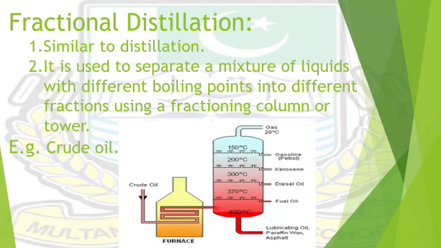For the separation of these different types of oils which are present in crude oil, we use a fractionating column or tower in fractional distillation. You can see in the diagram that first of all, crude oil is heated in a furnace. After that, the different types of oils which are present in crude oil boil at different temperatures in the fractionating column or tower. Then these oils are collected at different parts or fractions of the fractionating column or tower.